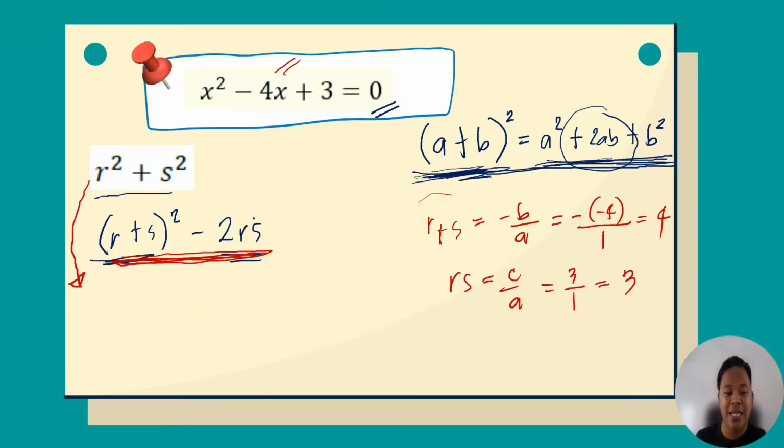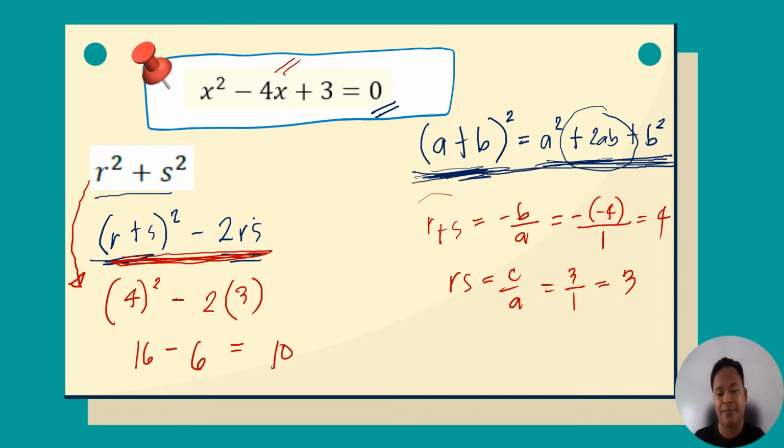Substituting into this expression, we have the sum, 4, squared minus 2 times the product, which is 3. Simplify: 4 squared is equal to 16, minus 2 times 3, which is 6. The value of this expression is equal to 10.